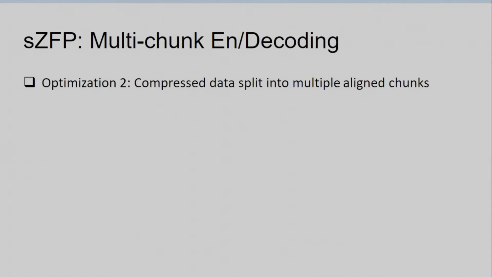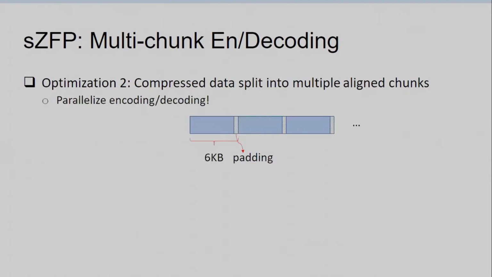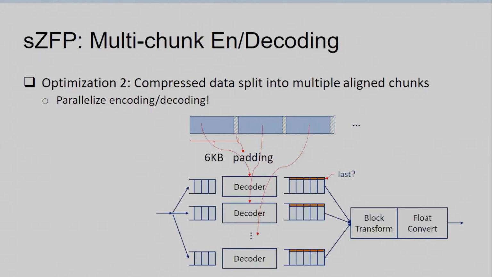The second optimization SZFP uses is that it splits the compressed data into multiple aligned chunks. Each chunk has 60 kilobytes with a little padding bits. Each chunk can be decompressed independently from each other. So we can feed multiple chunks into multiple encoders or decoders simultaneously and highly parallelize the encoding or decoding process.